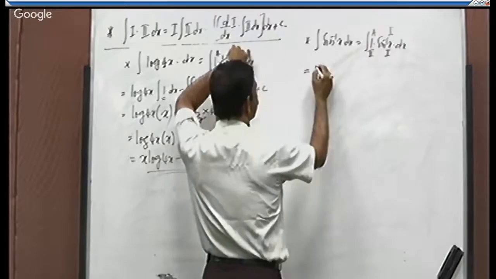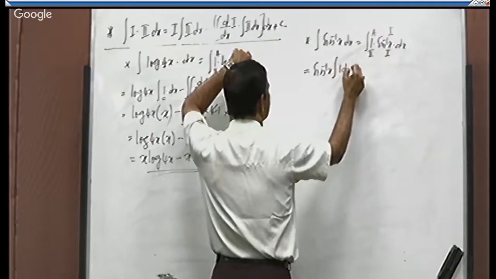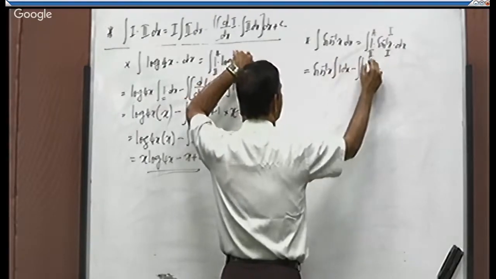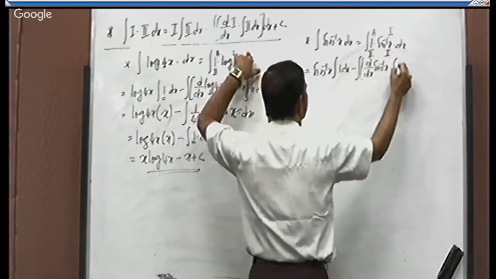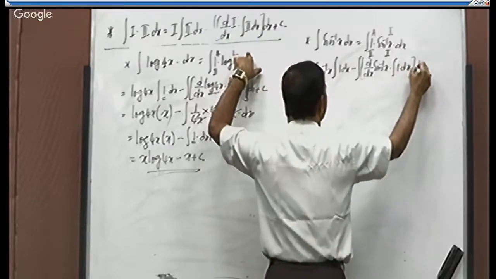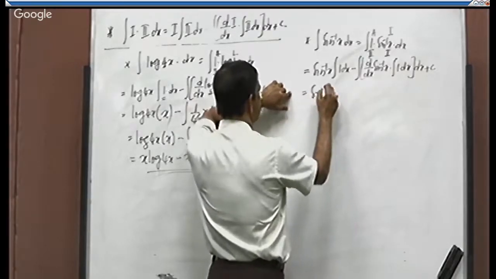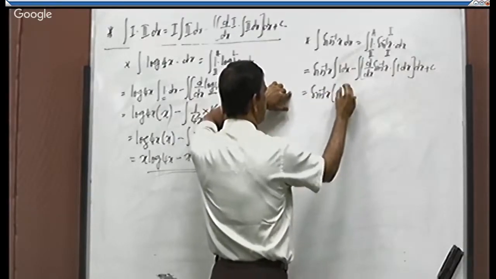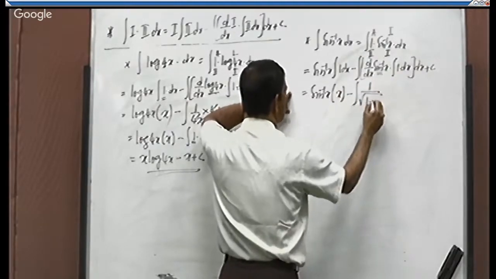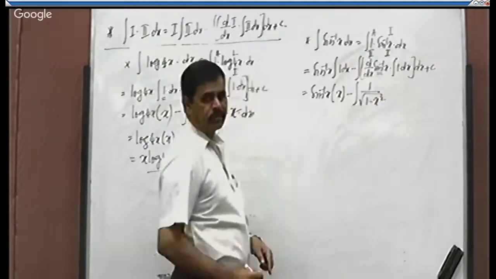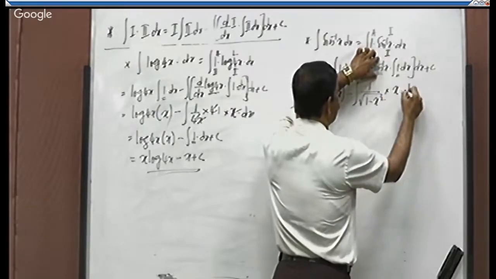According to the rule, first function sine inverse x into integration of second, minus integral of d by dx of first into integration of second into dx, plus c. That is equal to sine inverse x into integration of 1, which is x, minus integral of the differentiation of sine inverse x, which is 1 by root of 1 minus x square, correct? Next, integration of 1 is x into dx plus c.